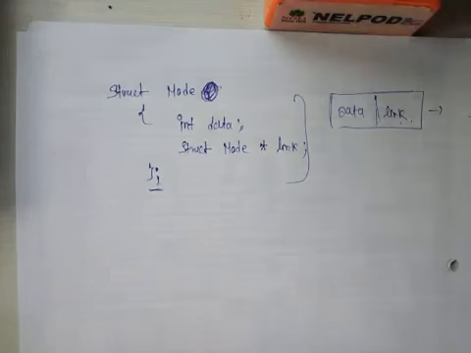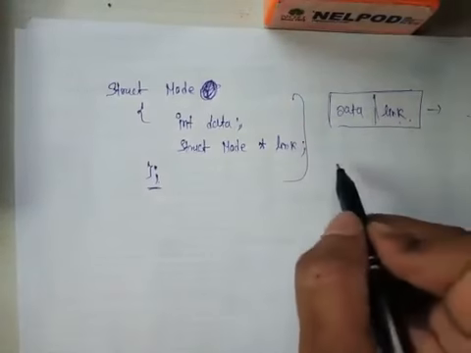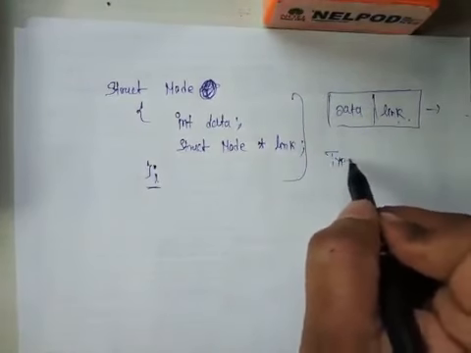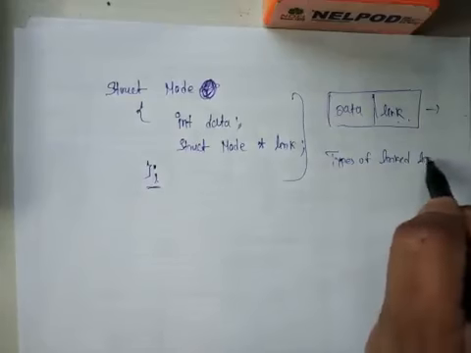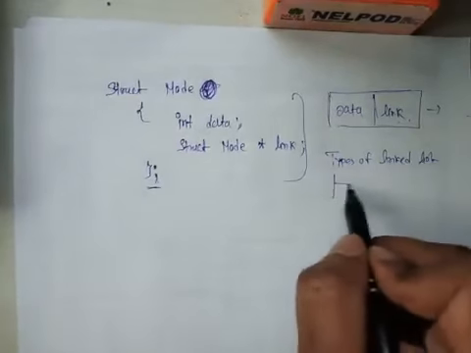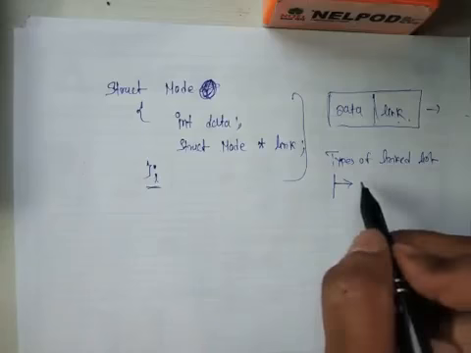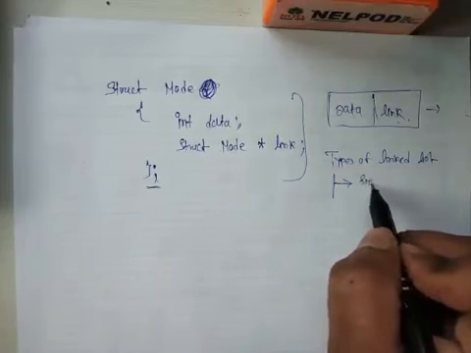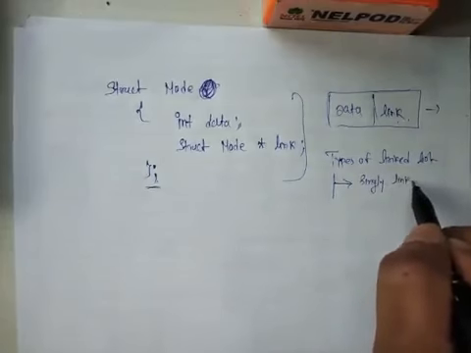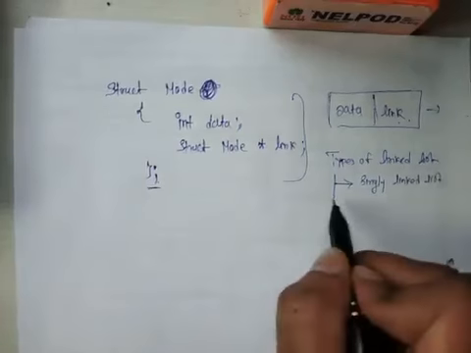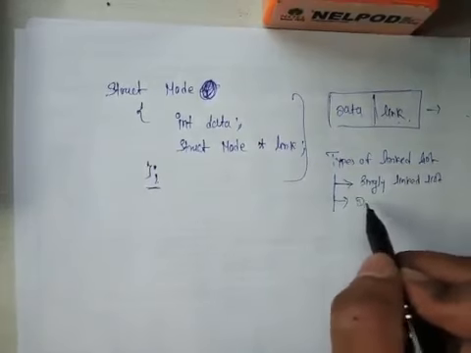So now in this session we are going to see the types of linked list. The linked list is basically divided into types: singly linked list. Okay, the another type of linked list is what? Doubly linked list.